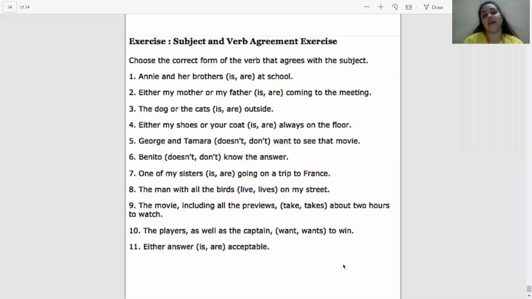Annie and her brother, Annie and her brothers, is or are at school. Which verb will agree? Either my mother or my father is or are coming to the meeting. The dog or the cat is or are outside. Either my shoes or your coat is, again the choice, are always on the floor. Have you got it?